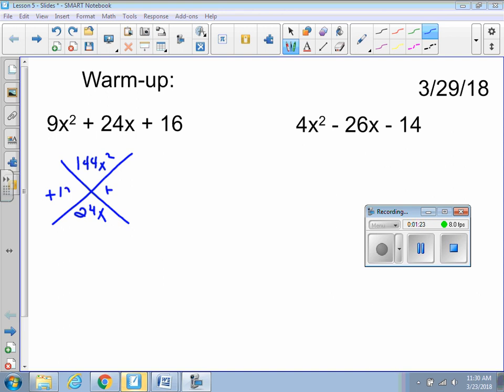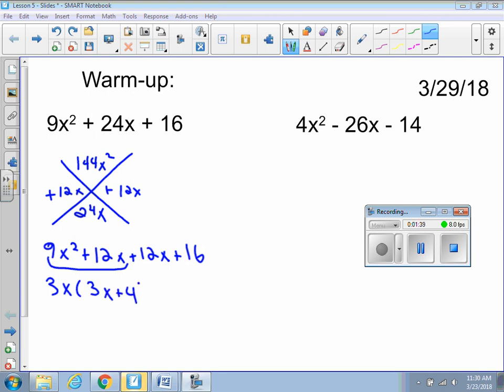Now we're going to group. 3x is our GCF, leaving us with 3x plus 4. 4 is our GCF, leaving us with 3x plus 4. So you'll notice that both of our factors are 3x plus 4, so we can write that simply as 3x plus 4 squared. So there's our first warm-up problem.